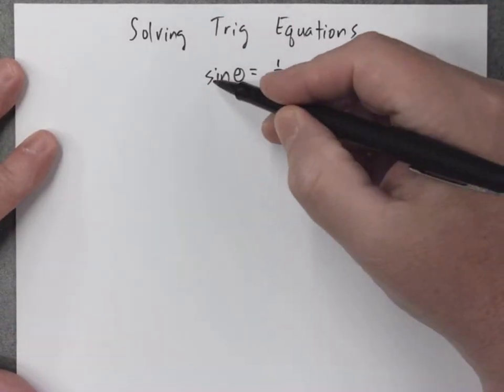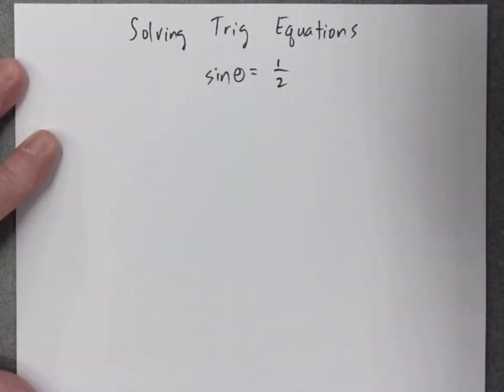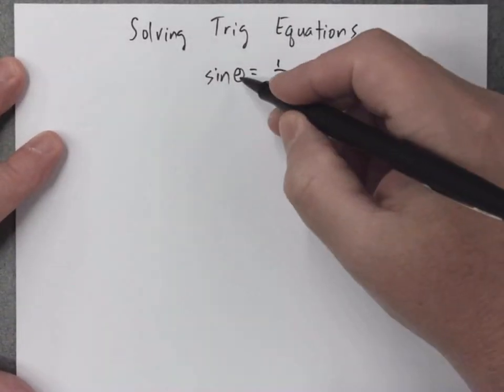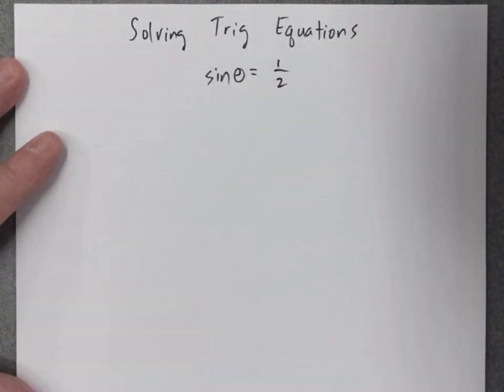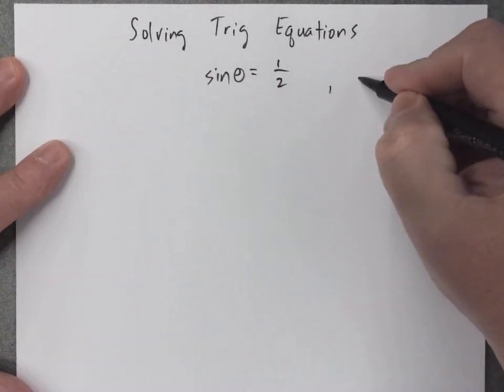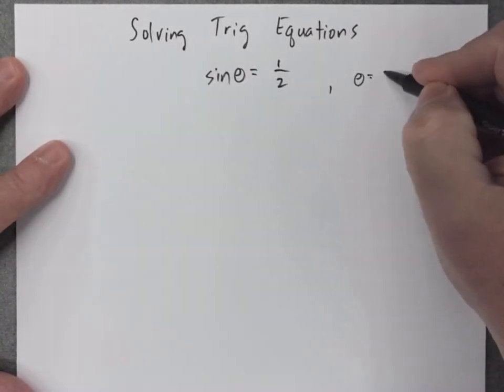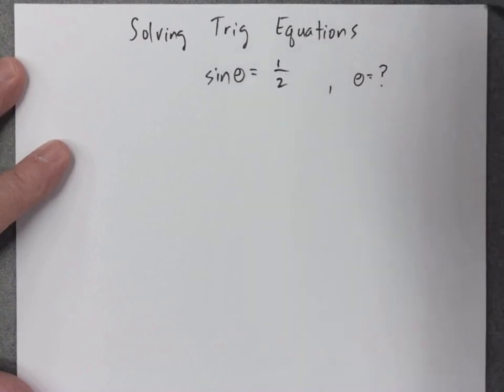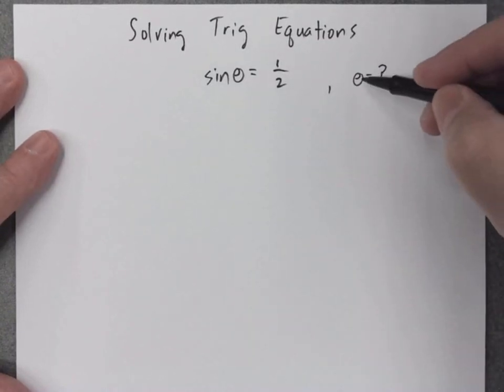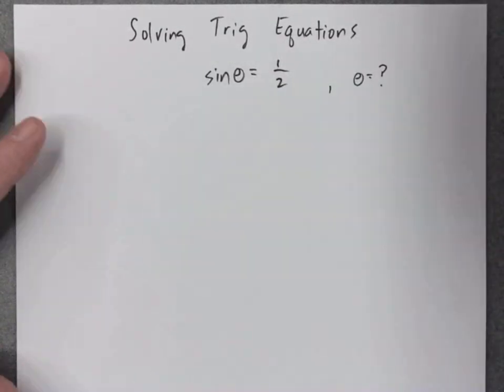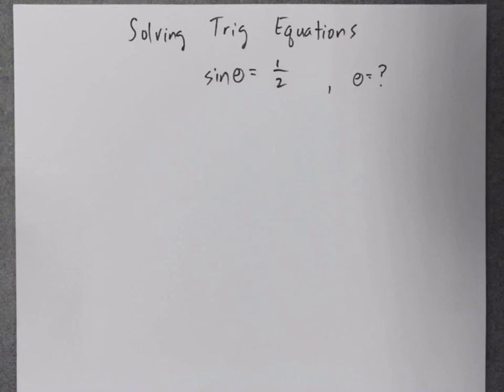So this is the simplest kind of equation to solve. In solving this, we think of theta as our variable. So solving this equation means I need to find the angle. If I plug it in here, the sine of the angle equals 1/2.